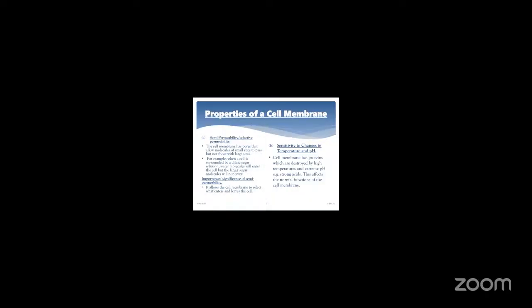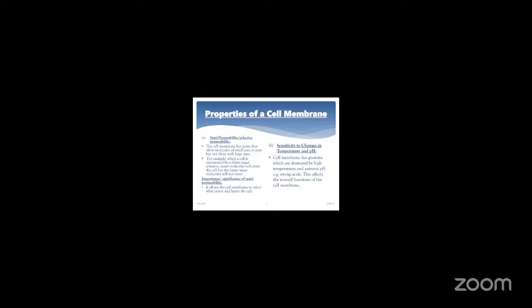Properties of a cell membrane. We said properties are basically characteristics. So when you see a biology question asking you to state properties of a particular structure, it's basically asking you to state the characteristics. And one of the characteristics we talked about was semi-permeability or selective permeability.